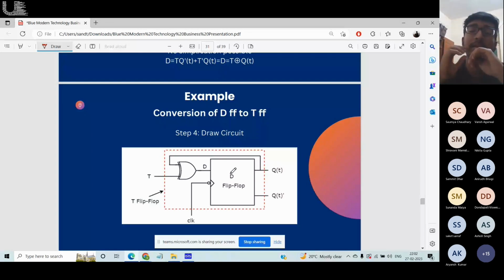Using similar techniques, you can also convert D to JK, JK to T, and there are 12 combinations in total, so you can convert any one to any other. We'll be giving an assignment where we'll put 2 examples for you to try out by yourself, within a few days.